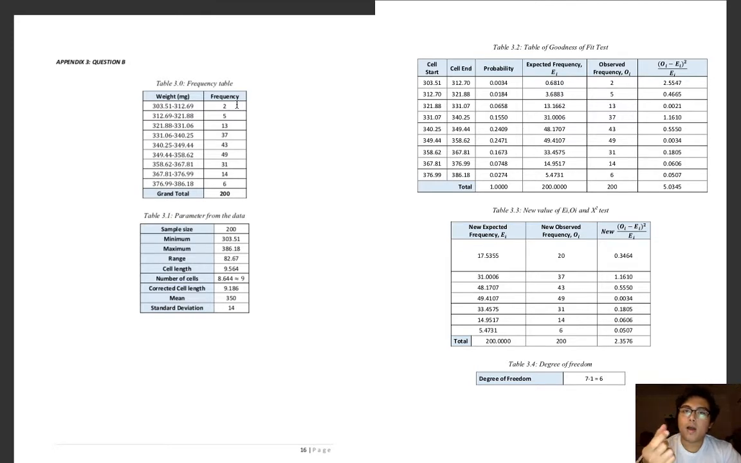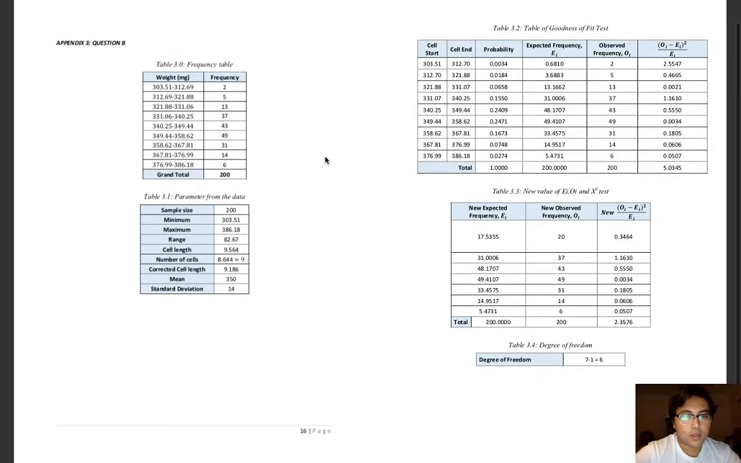When combining the ranges, a difference occurs in the degrees of freedom. From k equal to 9, it becomes k equal to 7. Therefore, the degrees of freedom is equal to 6. From the hypothesis test, which is a chi-square test, we can conclude that there is significant evidence that the larger Laku tablets produced in 2020 follow this distribution.